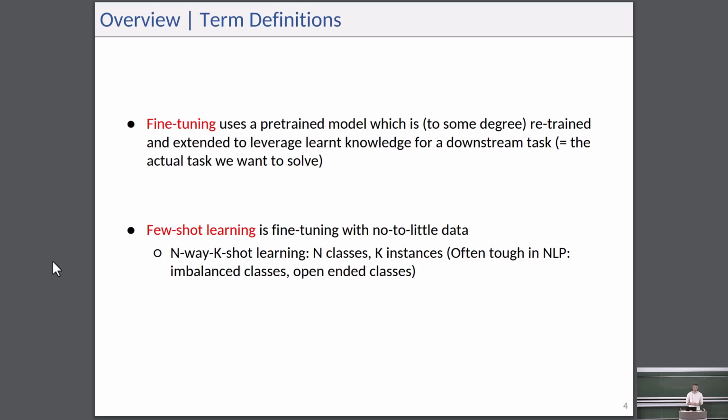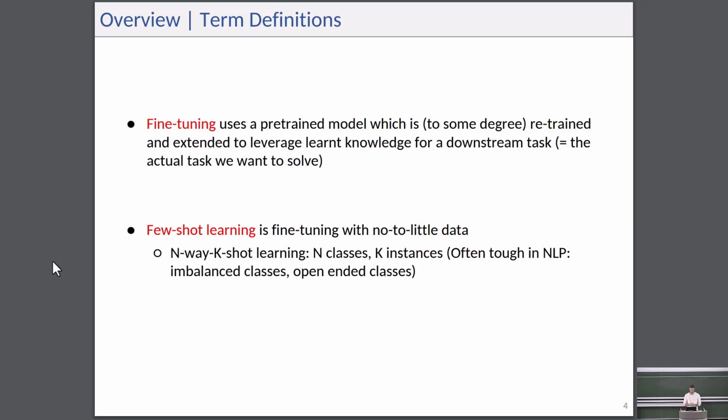And then a term that you will hear a lot is called few-shot learning, which is a subset of fine-tuning and just means to do fine-tuning when you really don't have a lot of data. And when I say not a lot, that could mean anything between 1 or 2 data points to a couple of thousands, which is still nothing compared to an entire data set.